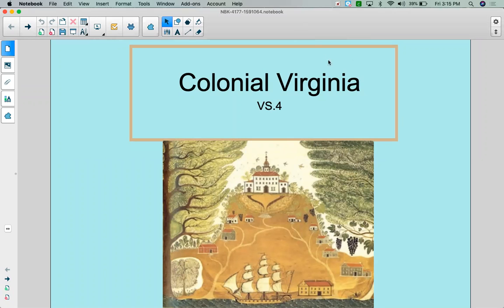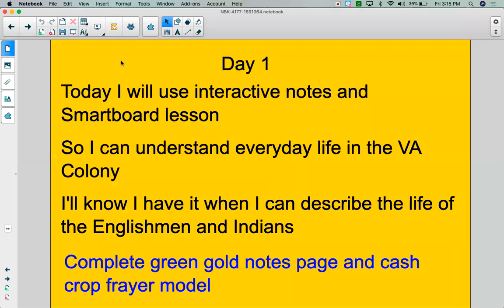All right, boys and girls, today we are going to start working on our VS.4 unit, which is the Colonial Virginia unit. We just got through learning about Jamestown and the first settlers, so this is a time period after that.